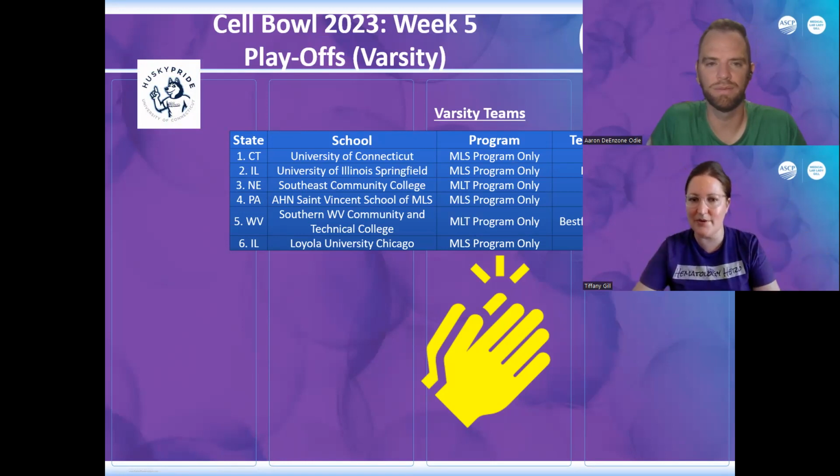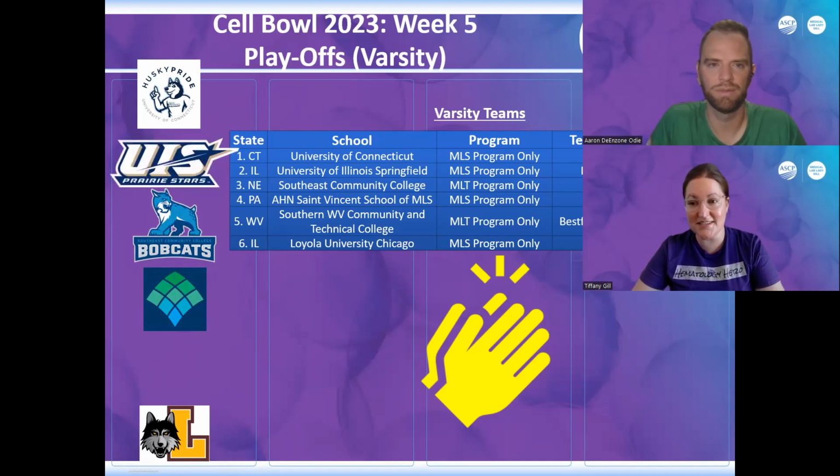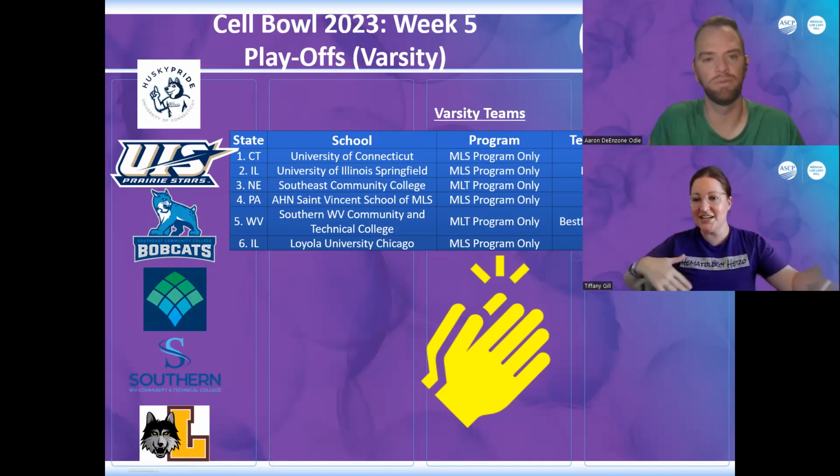the sports teams that are coming in, this is the order they were last week. So this is how much this has changed. Huskies were first last week. Then it was Loyola. Then it was the Diamonds in third. In fourth, it was the Bobcats. In fifth, it was the Prairie Stars. And in sixth, it was Southern West Virginia Community and Technical College. So the Sasquatch. I was looking at this just amazed. There was such a shift.